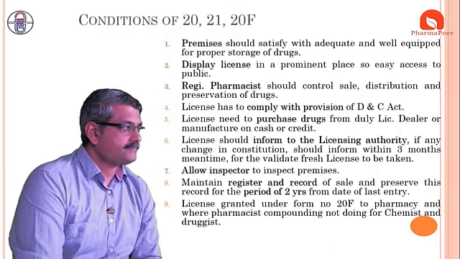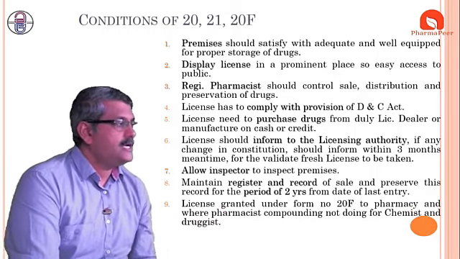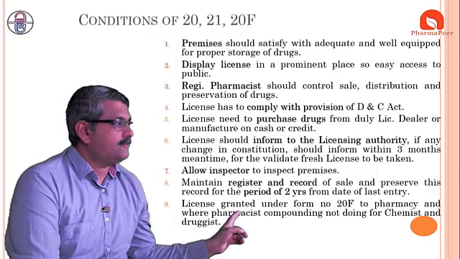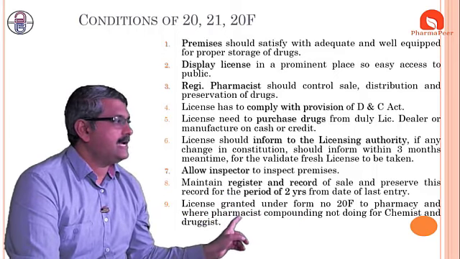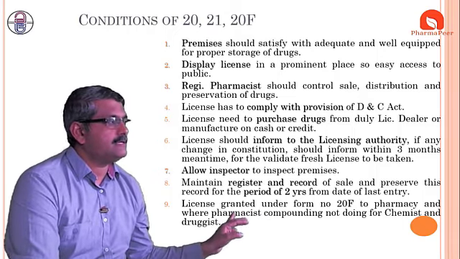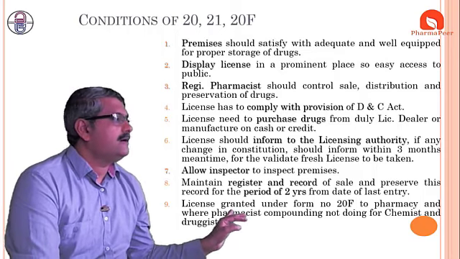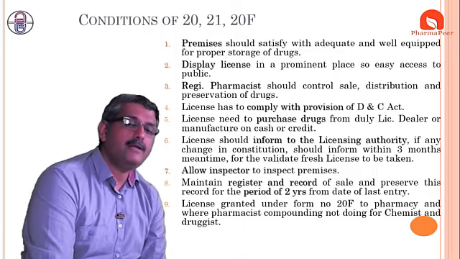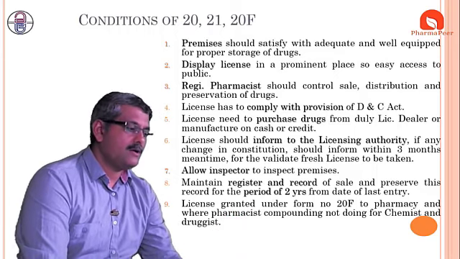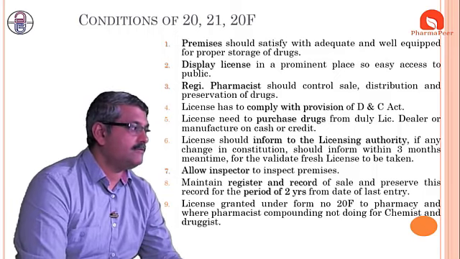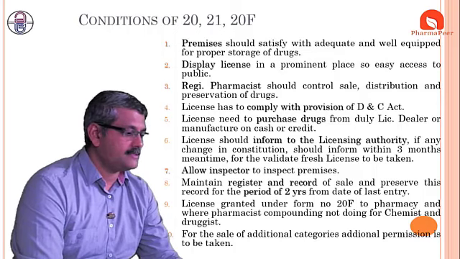Next one is specifically for the condition of 20F. The license is granted under form number 20F to the pharmacy, and not where the pharmacist is compounding, not for the chemist and druggist. Specifically, licenses are granted under 20F to the pharmacy. This is one of the very important ones. Here it is only for the pharmacist.